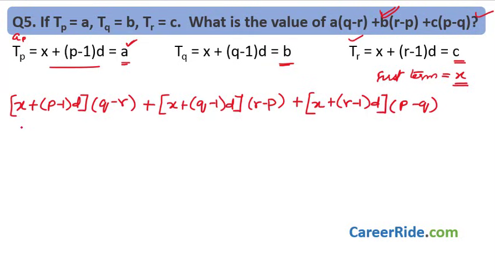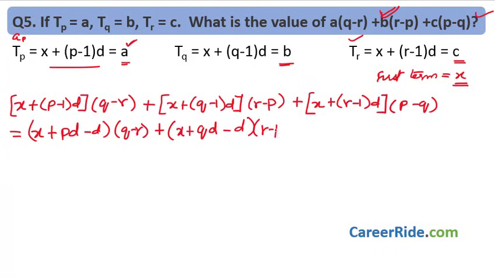Now just start solving the brackets. What do you get here? You get X plus PD minus D into Q minus R, plus X plus QD minus D into R minus P, plus X plus RD minus D into P minus Q.